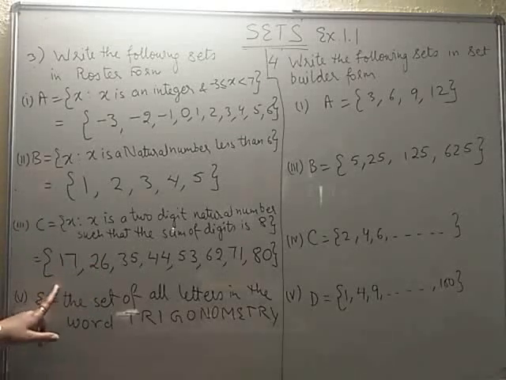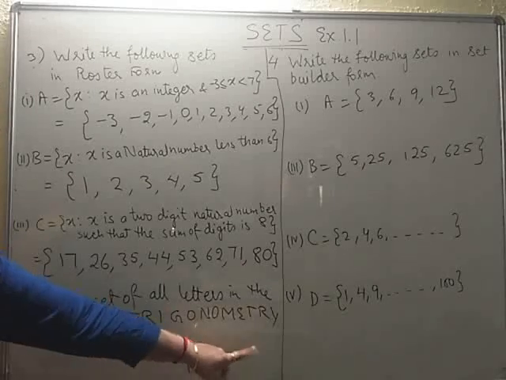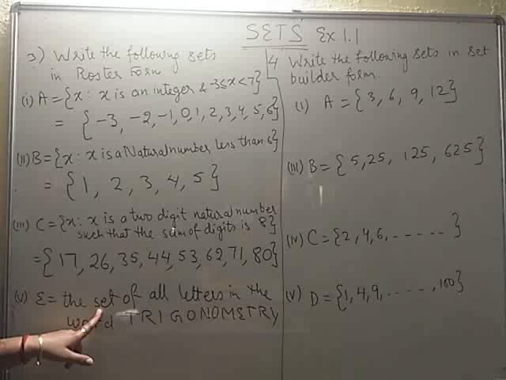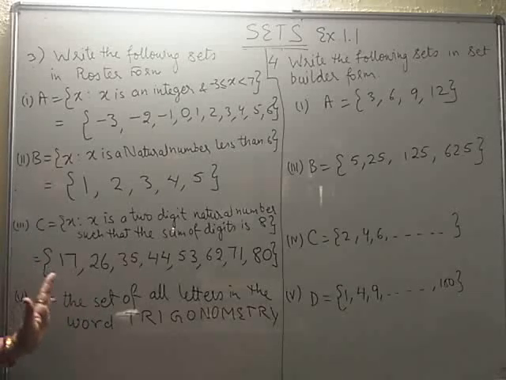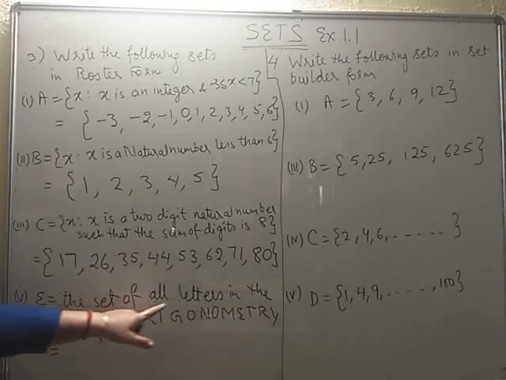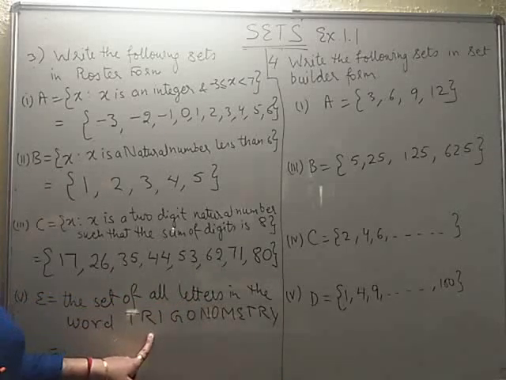Now look at this one. I have not used braces here. Why we have not used braces? Because we are already writing the set. We are telling it is a set. So we don't need to use the notation. So E contains the set of all letters in the word trigonometry.